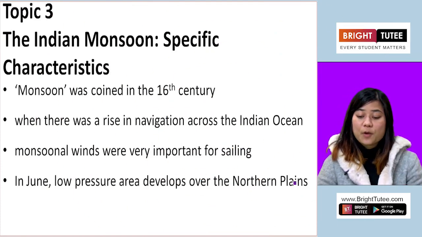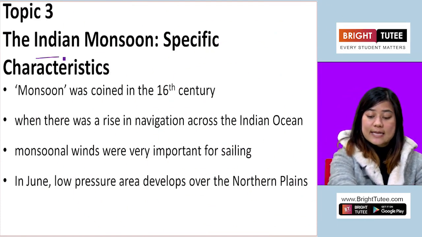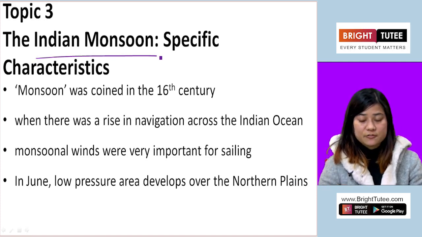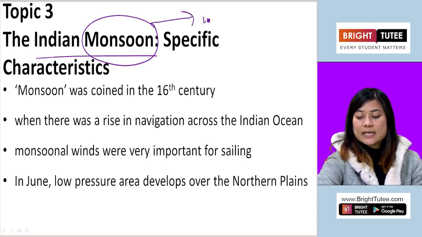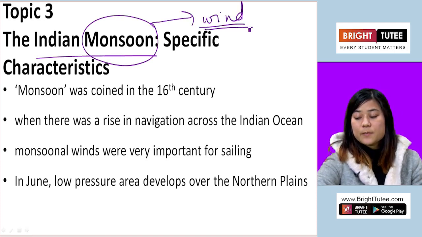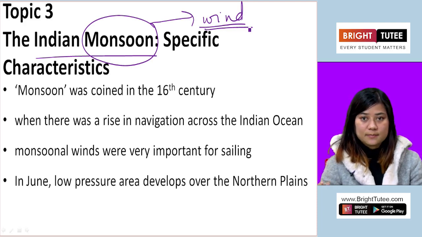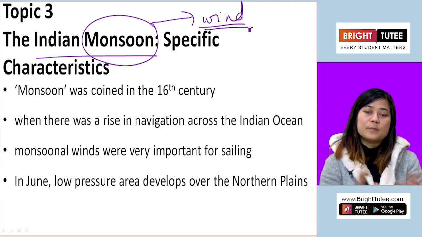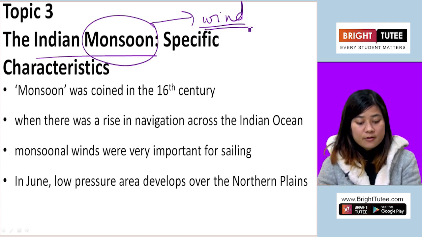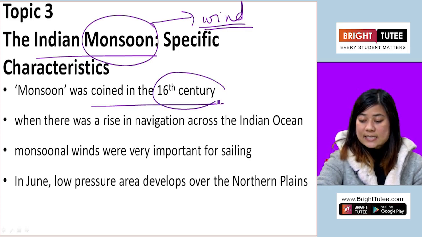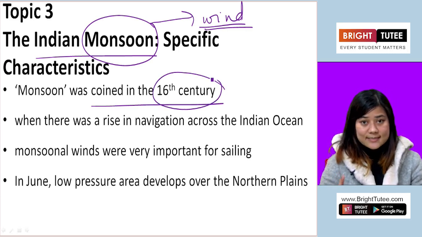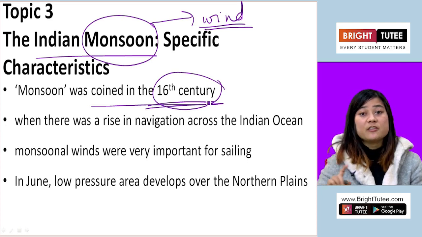Now moving on to topic 3, here we will look at the Indian monsoon and its characteristics. We already know what monsoon is, right? It is basically wind. It comes from the word mausam. So monsoon is basically wind which blows from one place to another, and as it blows it brings moisture and then causes rainfall. Now the term monsoon was coined in the 16th century.